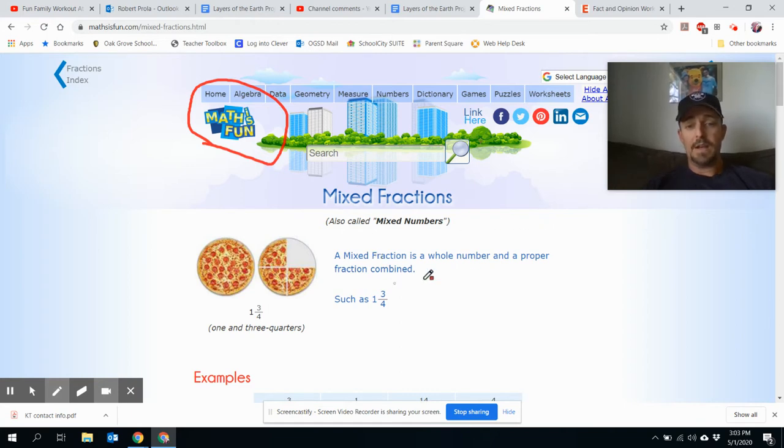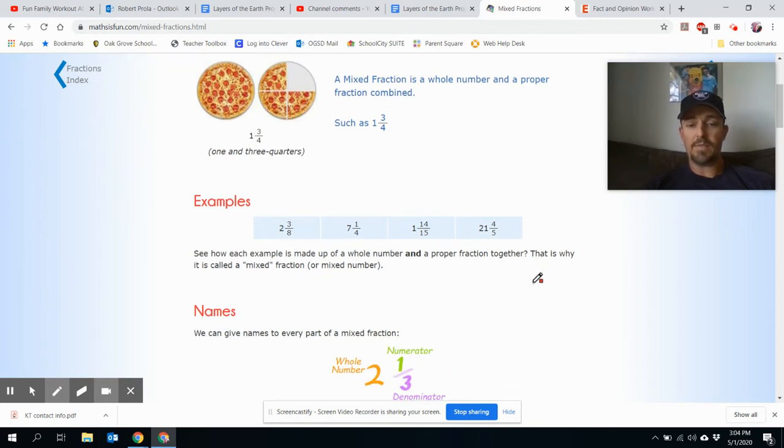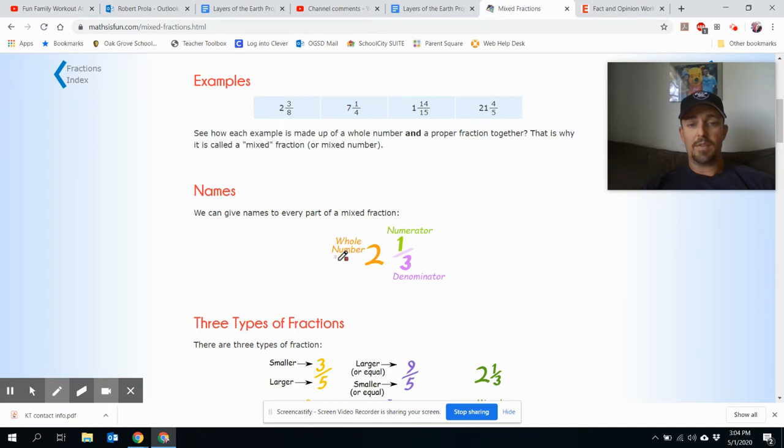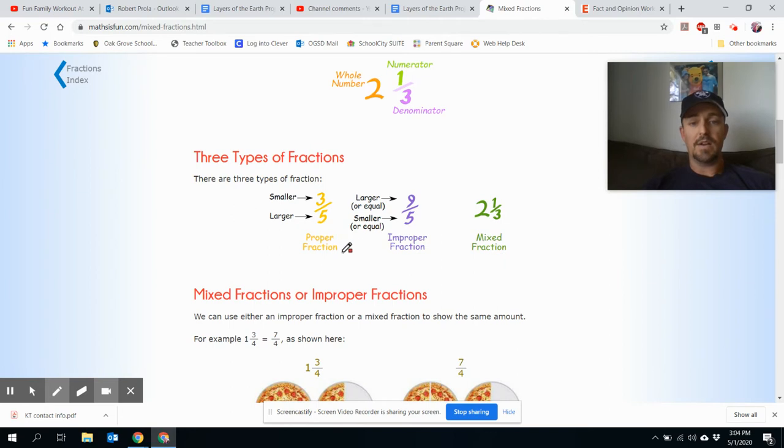So here you go. A mixed fraction is a whole number and a proper fraction combined, right? So 1 3/4. Taking a look, there's a bunch of examples of them. Anytime you have a whole number and a fraction together, you've got your whole number, your numerator and denominator. But now take a look down here. A regular fraction or a proper fraction looks like that, where the numerator is smaller than the denominator. But an improper fraction is where your numerator is bigger than your denominator, and that means that this particular fraction is greater than the value of 1.